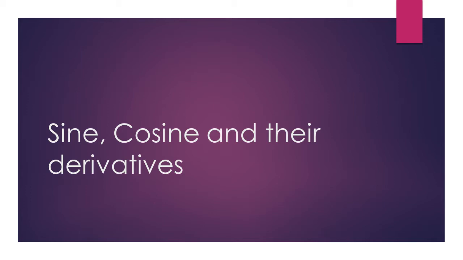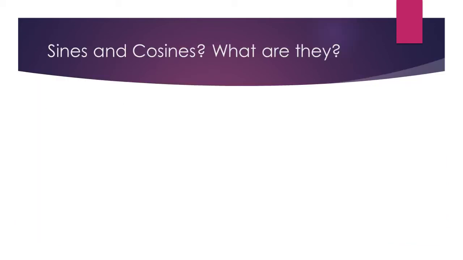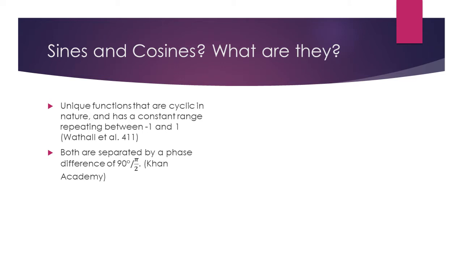And today we'll be discussing maths and trigonometry, and specifically we'll be talking about sine, cosine, and their derivatives. So what are sines and cosines? They are pretty unique functions because they're probably one of the very few functions that are repetitive in nature, and they repeat between a value of -1 and 1. Specifically, this is for cos x and sine x. And both of these functions are also separated by a phase difference of pi over 2.